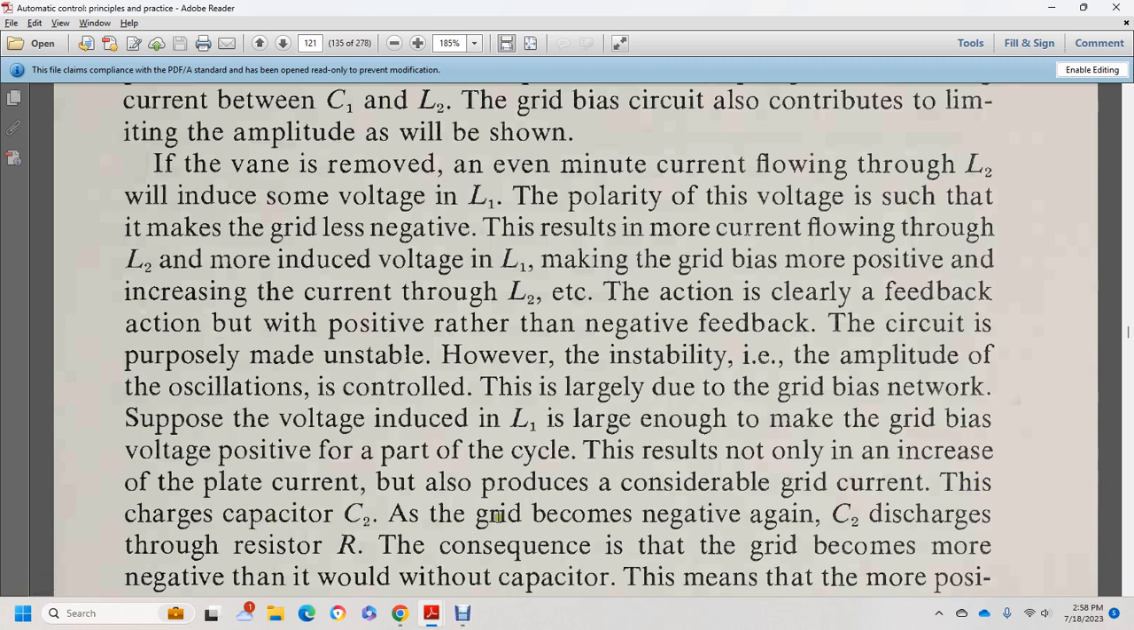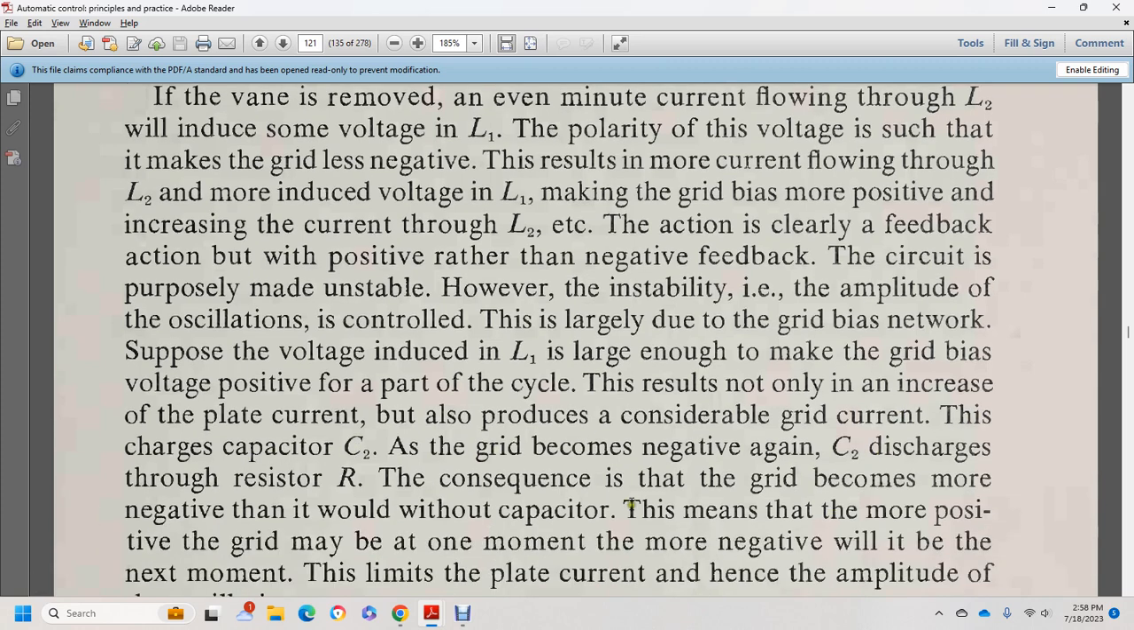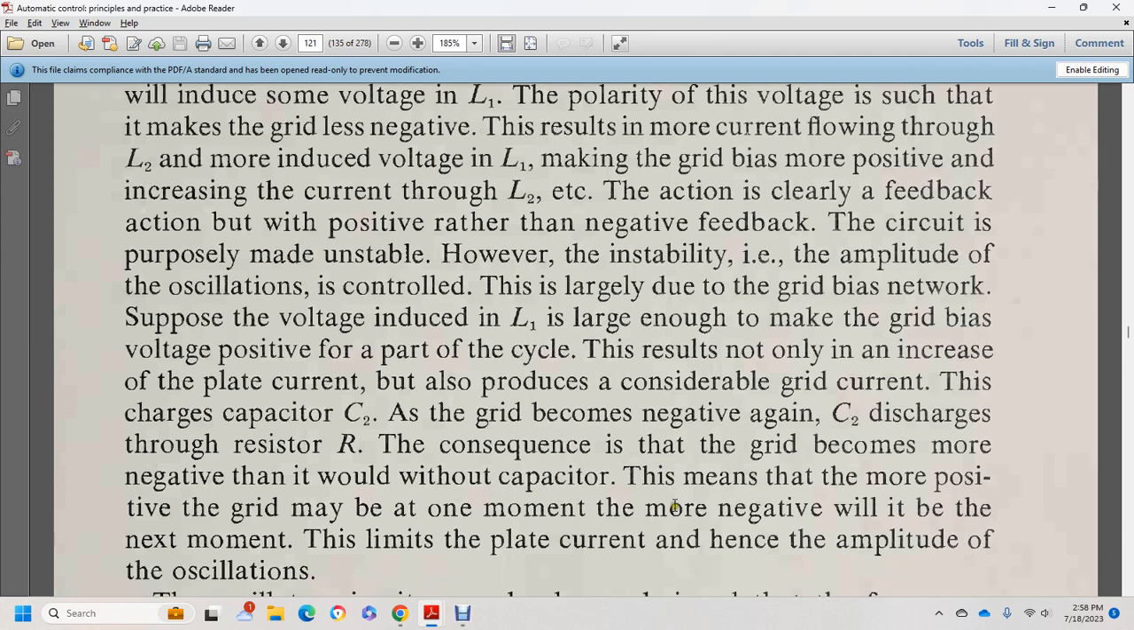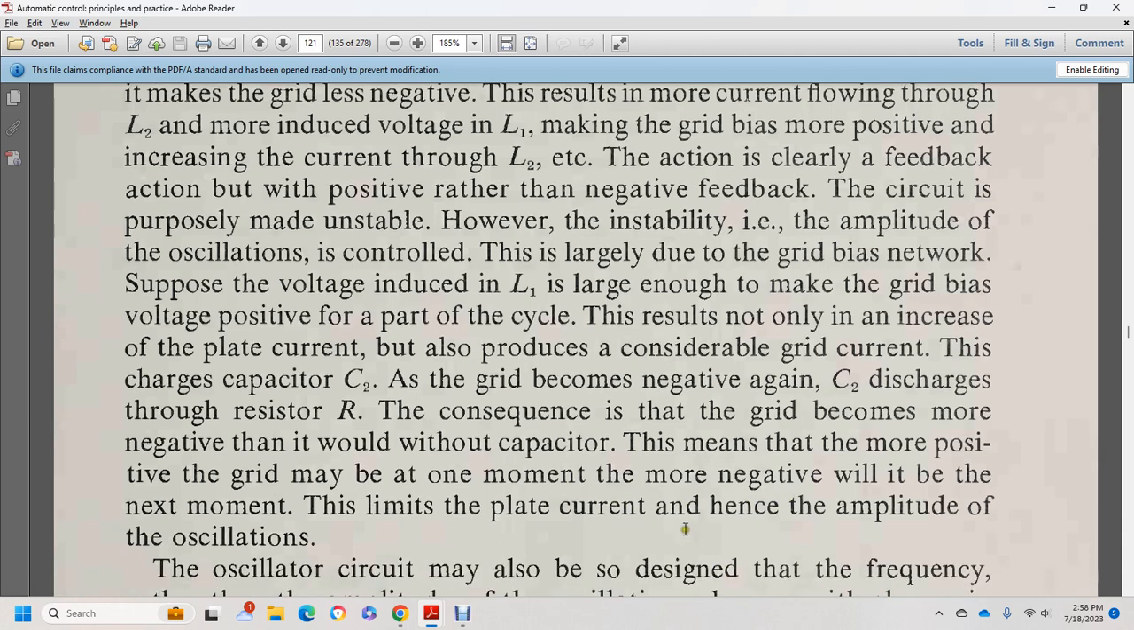Then the grid becomes negative again, and capacitor 2 discharges through the resistor, with the consequence that the grid becomes more negative than it would be without a capacitor. The more positive the grid may be at one moment, the more negative it will be the next moment. This limits the plate current, and hence the amplitude of the oscillation.